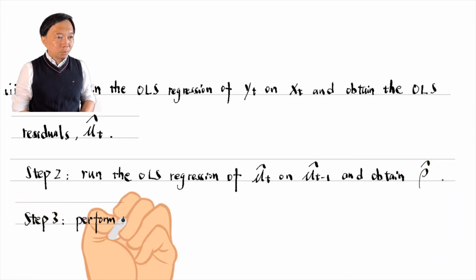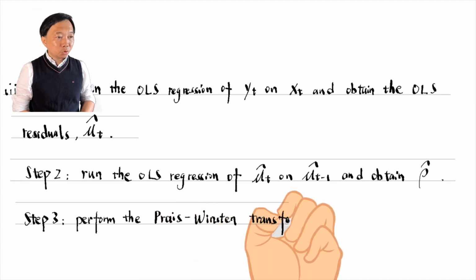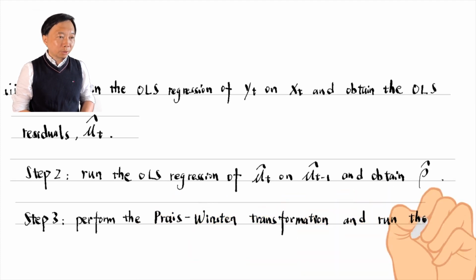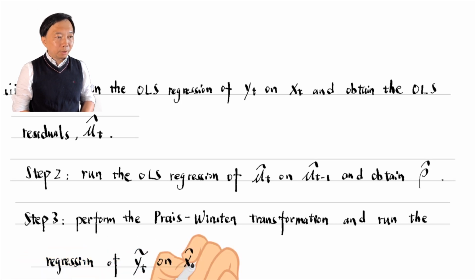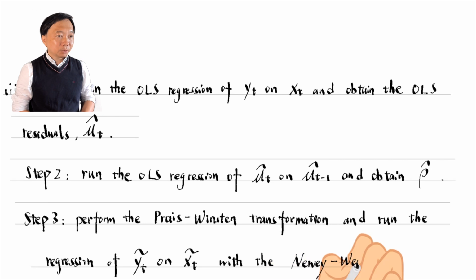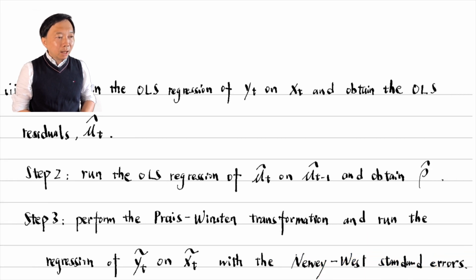In step 3, we perform the Prais-Winsten transformation and run the regression of yt tilde on xt tilde with Newey-West standard errors. In the last step, the error term in the transformed equation may be serially correlated, so we use the heteroscedasticity and autocorrelation consistent HAC standard errors that are robust to serial correlation.